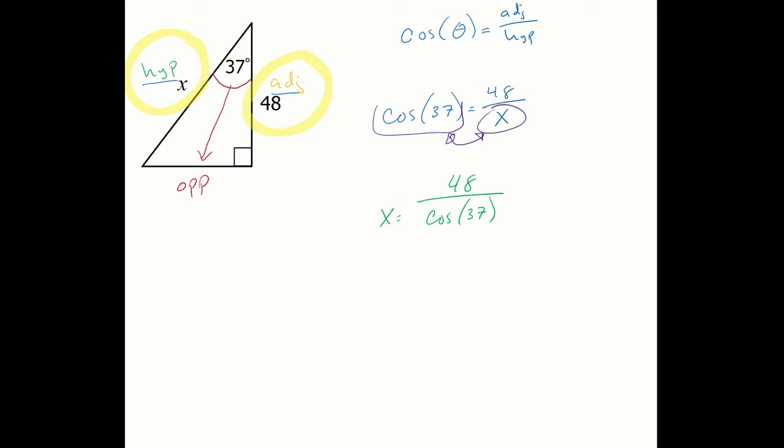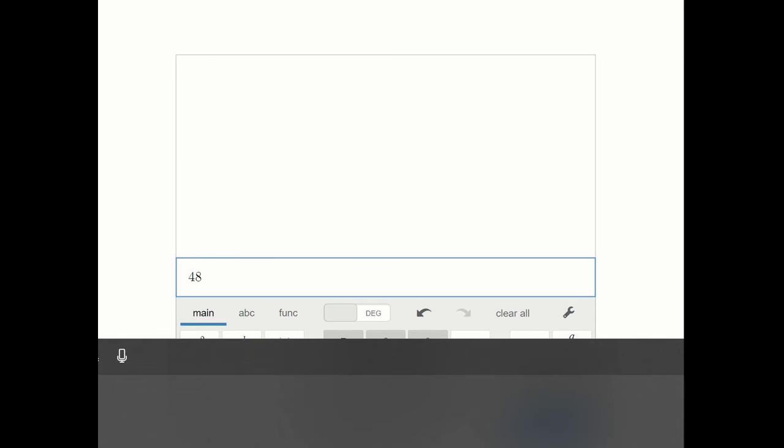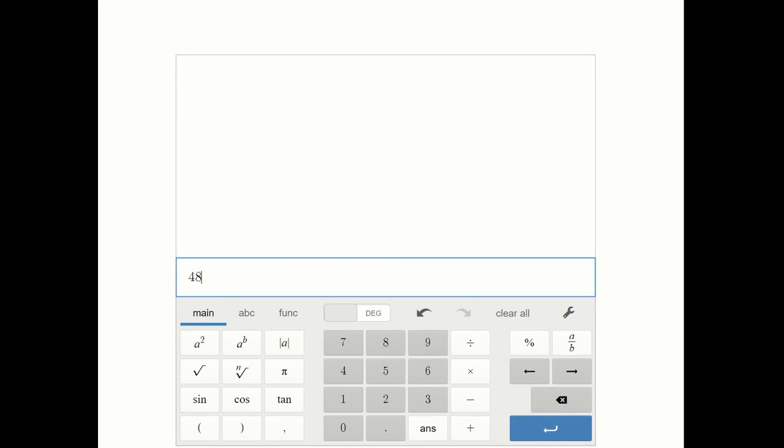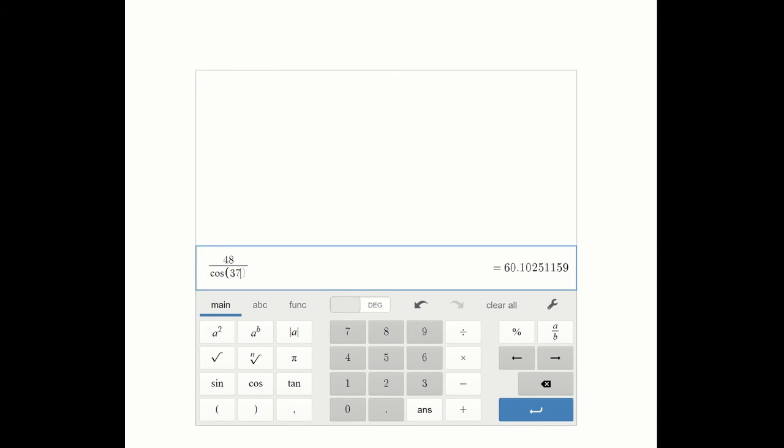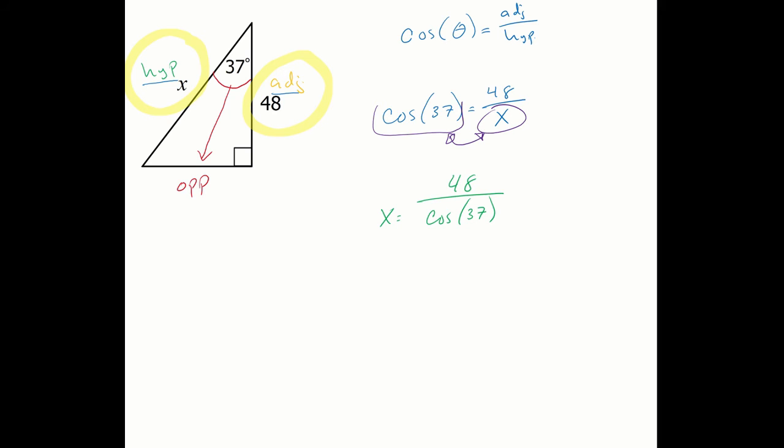Now, on a decimals calculator, let's remember that's 48 over cosine of 37. I'm going to put 48 divided by cosine of 37. And that gives me an answer of 60.1. So here I get x equals 60.1.